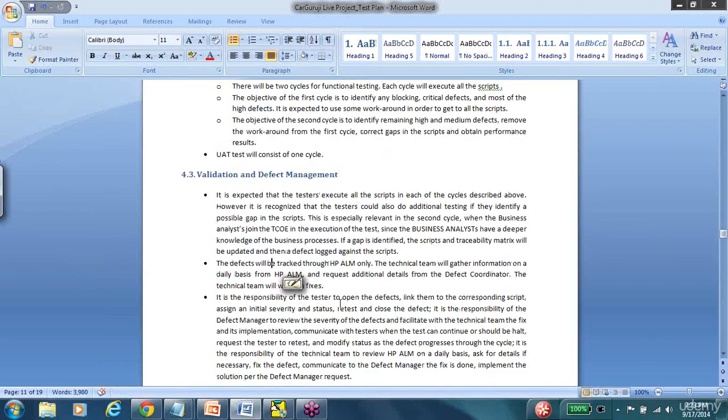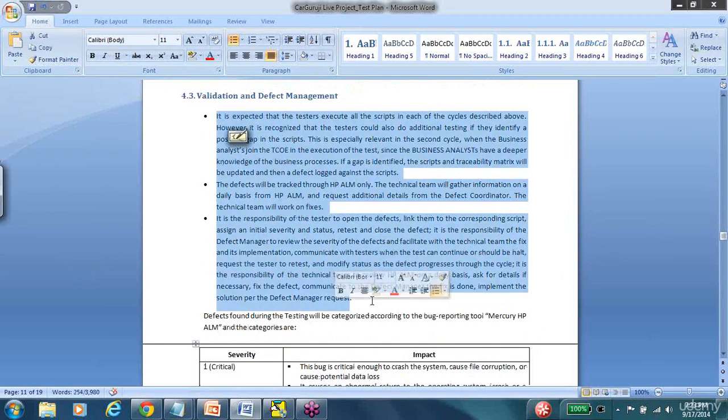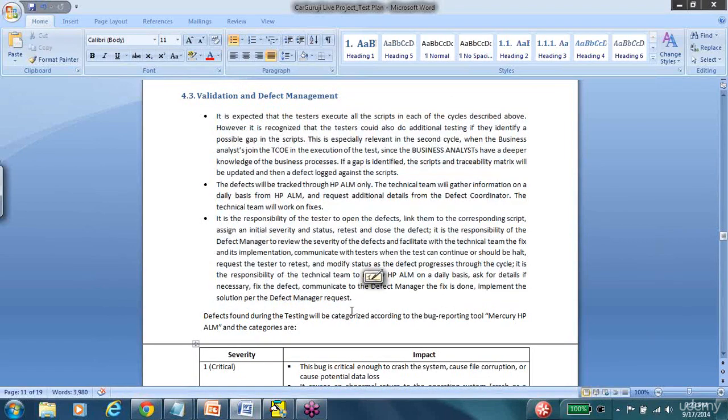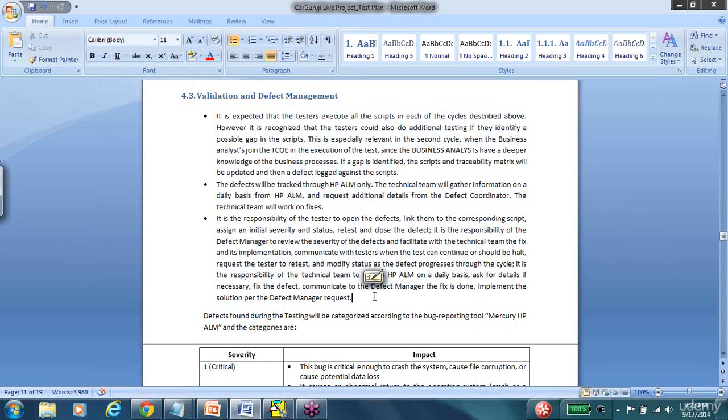Then validation and defect management. All of these steps probably will not make sense to us now because these are talking about defect management using ALM. But I would recommend revisiting the test plan document once we are done with week 4, so all of this will make more sense. So please do that, team, or if you want me to do that in the class, just let me know and we can do that.